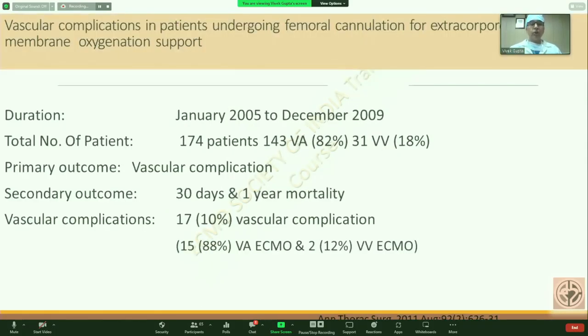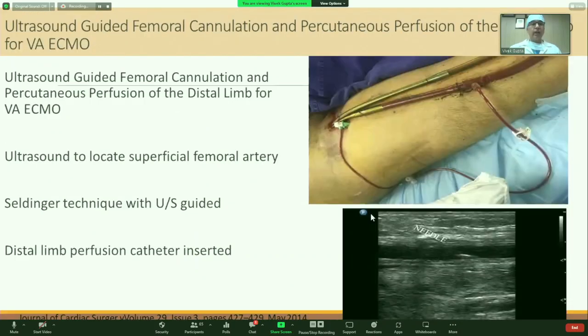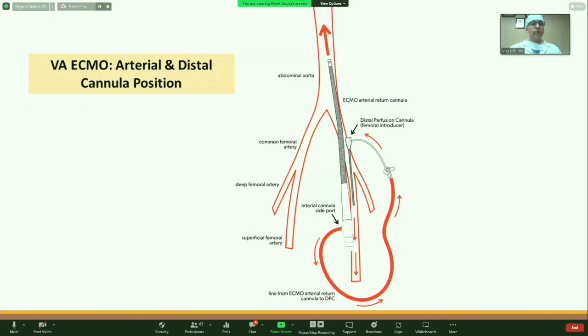This is another paper which has shown that the incidence of vascular complications was very high in VA ECMO in comparison to VV ECMO. So use of ultrasound has definitely reduced these risks, because when you do it ultrasound guided, you are aware of the vessel size as well as the placement of your needle and confirmation of your guide wire. And both the cannula as well as the distal perfusion cannula can be inserted with the use of ultrasound guidance.